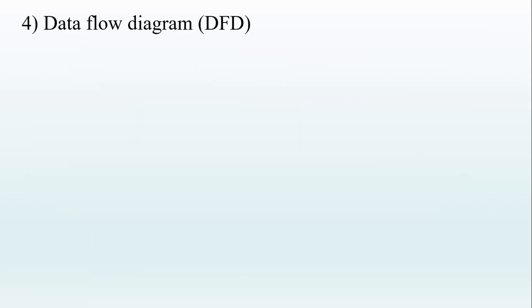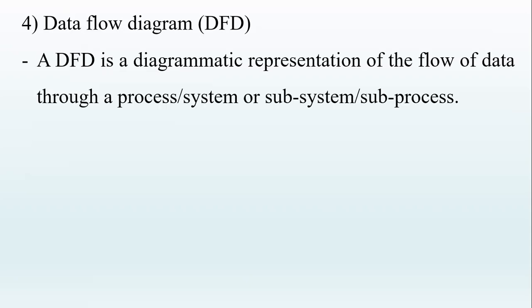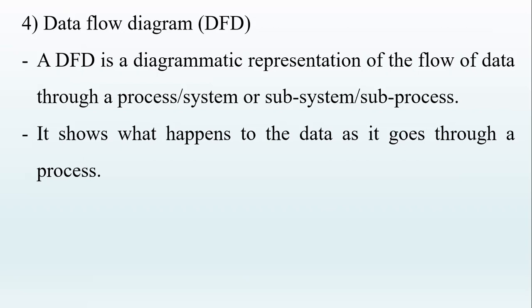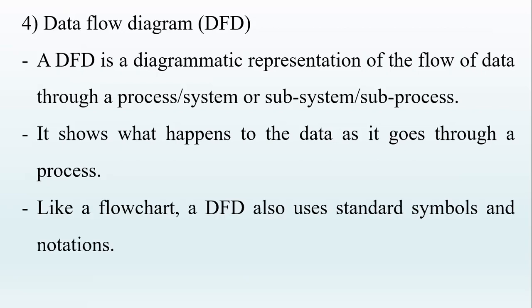Number 4 is use of data flow diagrams or DFDs. A data flow diagram is a diagrammatic representation of the flow of data through a process or a system or a subsystem or sub-process. It shows what happens to the data as it goes through a process. Like a flow chart, a DFD also uses standard symbols and notations.